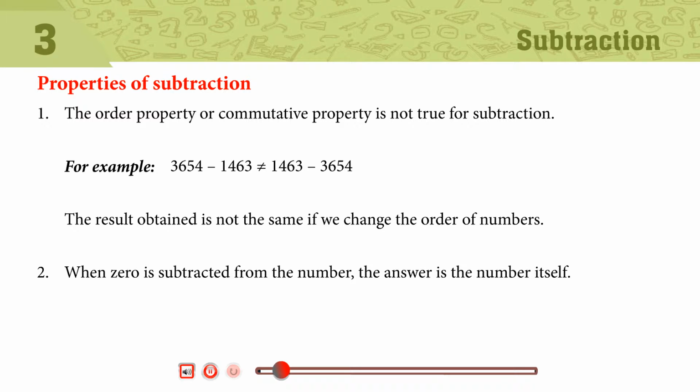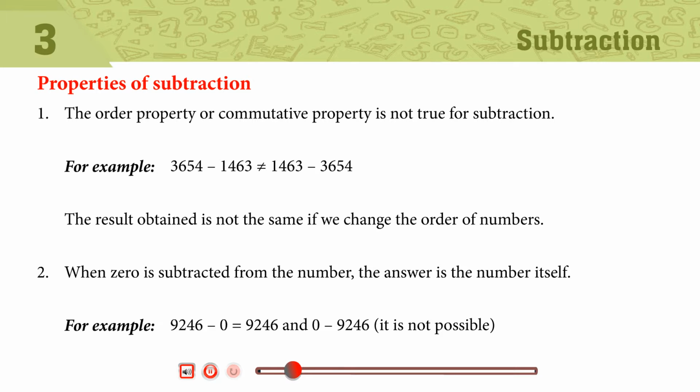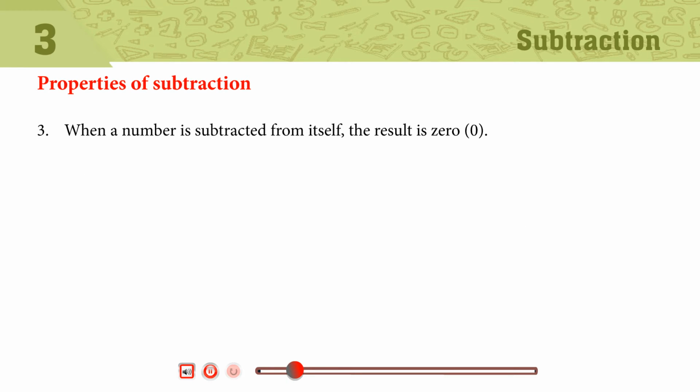When 0 is subtracted from a number, the answer is the number itself. For example, 9246 minus 0 is equal to 9246. And 0 minus 9246 is not possible. When a number is subtracted from itself, the result is 0. For example, 5804 minus 5804 is equal to 0.